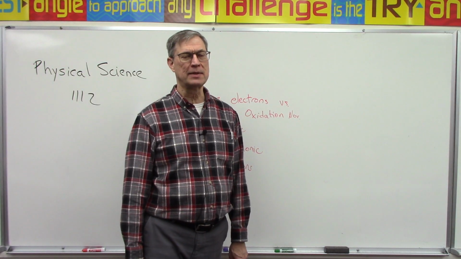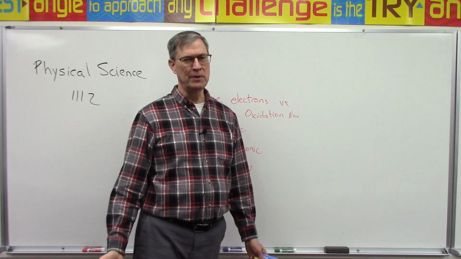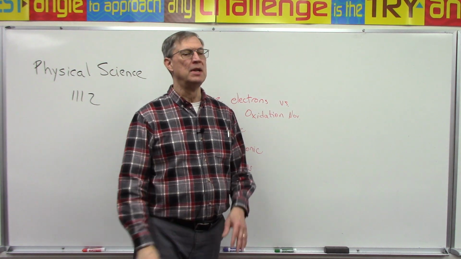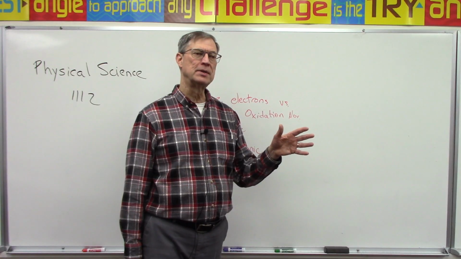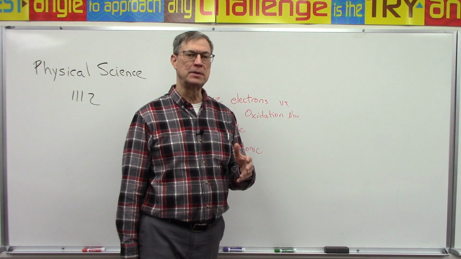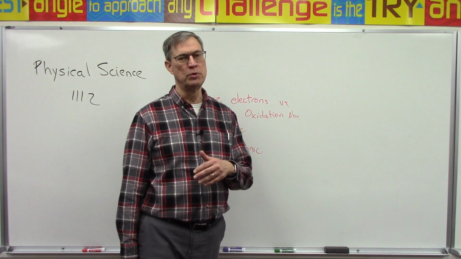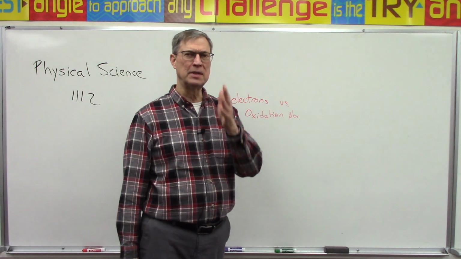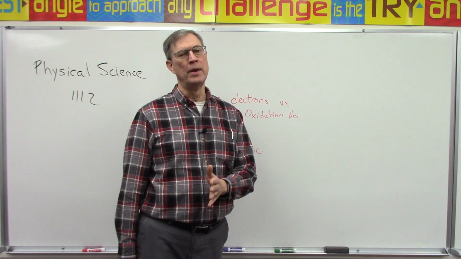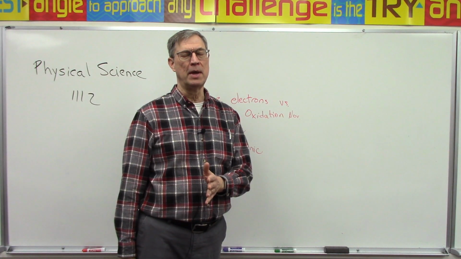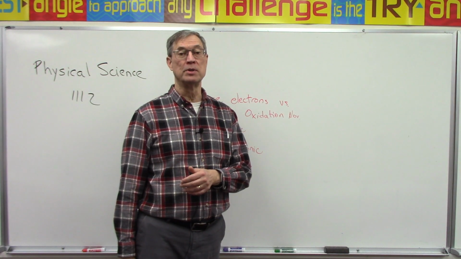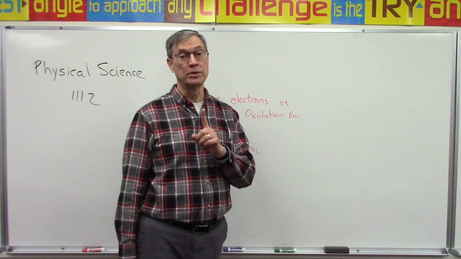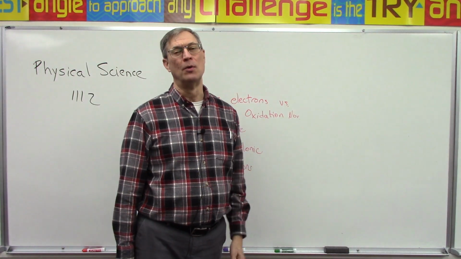We call that octet rule, remember? They're happy if they have a full outer shell. So they will get rid of electrons, and that gives them a positive number. They have more protons than electrons. Okay, so basically every element in column 1 on your periodic table, it's a metal, its oxidation number is positive 1 because all it wants to do is get rid of 1 electron.